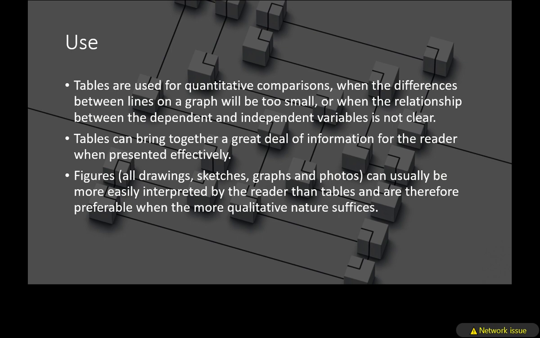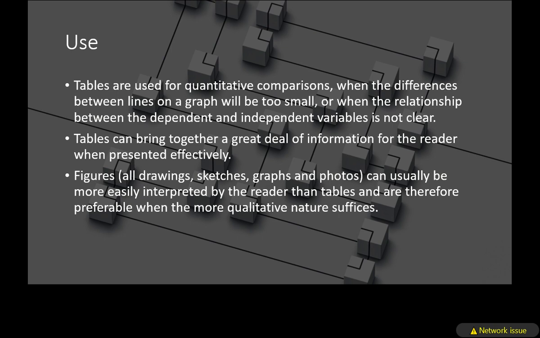Okay? So tables are used when you want to compare in terms of numbers. Tables are very helpful when you want to show differences which are very small, minor differences. Tables are useful when you don't know the relationship between the variables.